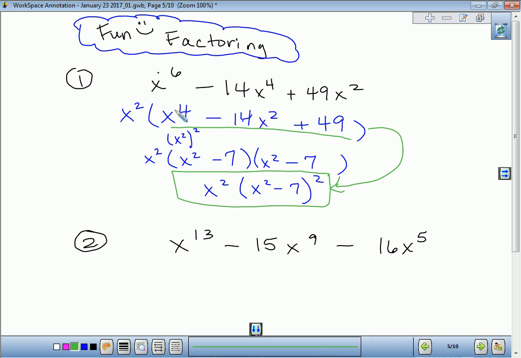Okay, so what we're hunting for, what we're looking for, are things that we can factor like quadratics, even though they may not be actual quadratics. We can think about them being a quadratic form.